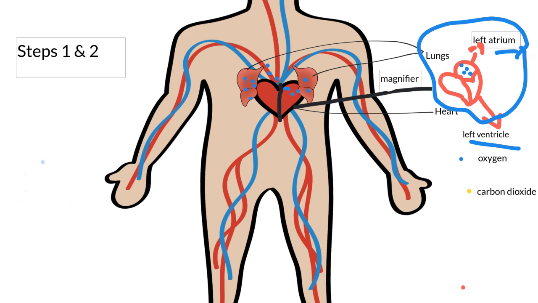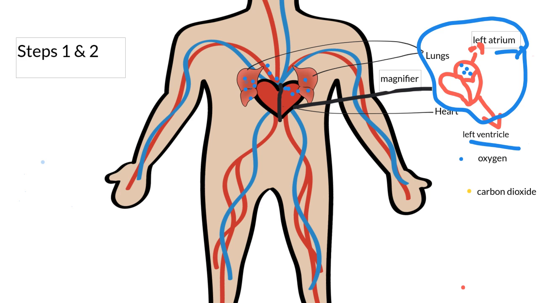Atriums are always on top. Ventricles are on the bottom. The blood always comes in through the atriums and out through the ventricles. It's just tricky because they come back up and it looks like the top, but don't worry about that. That you don't need to know. It comes into the left atrium.